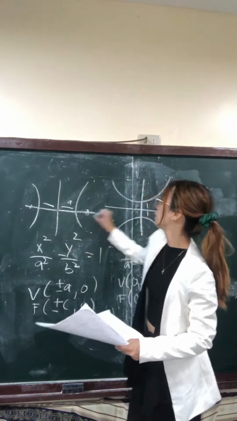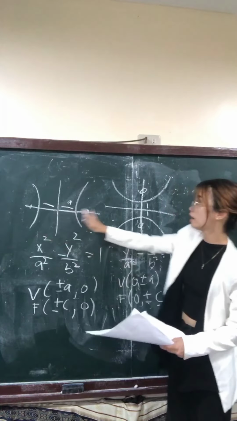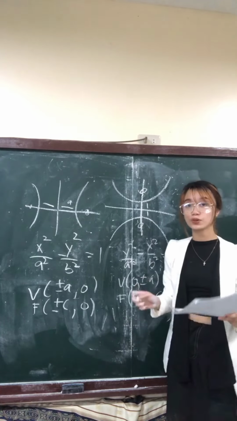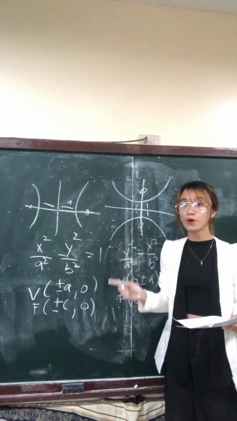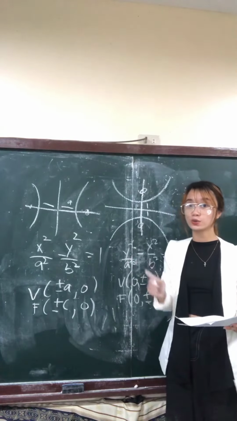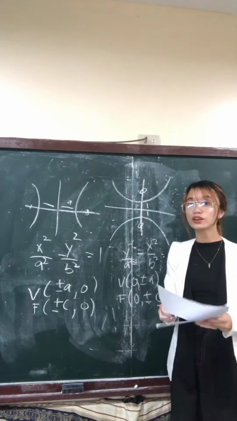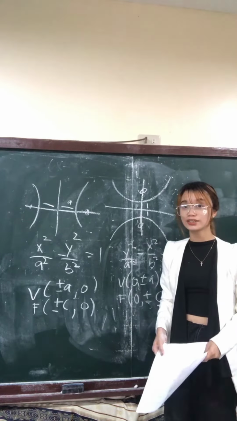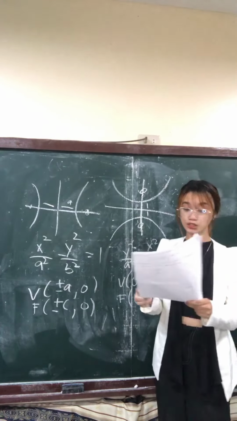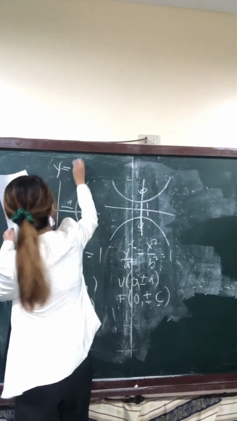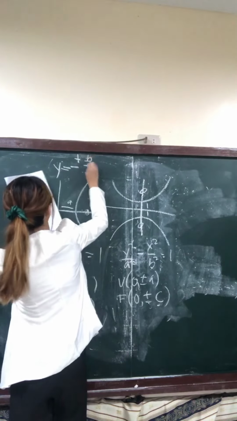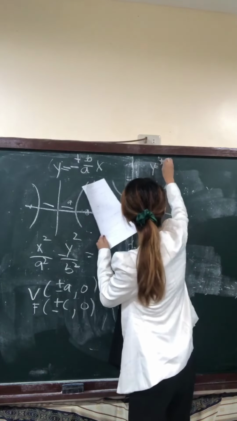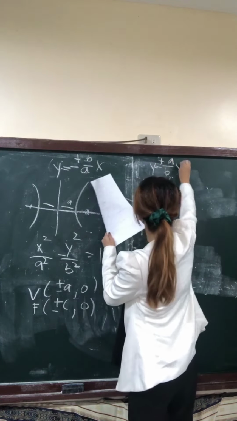So, this is our foci at this point. For c squared, we get c squared equals a squared plus b squared, as opposed to the ellipse, where c squared equals a squared minus b squared. For the coordinates, c is the distance from the center to the foci. For the horizontal and vertical hyperbolas, the asymptotes have the equations y equals positive and negative b over a x, and y equals positive and negative a over b x.